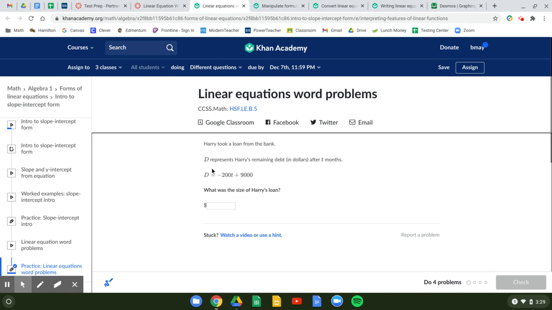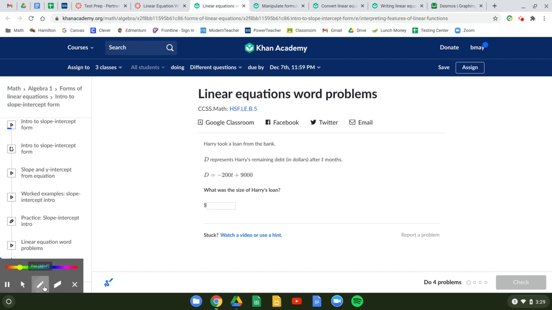All right. T represents Harry's remaining debt in dollars after t months. So Harry owes some money. And again, we have that same general setup where Harry starts with 9,000. But remember, this is debt, so he's actually $9,000 in debt. And he's paying it off at this rate. So the negative actually means he's getting rid of debt. So his debt is 9,000 and he's paying $200 of that debt every single month.